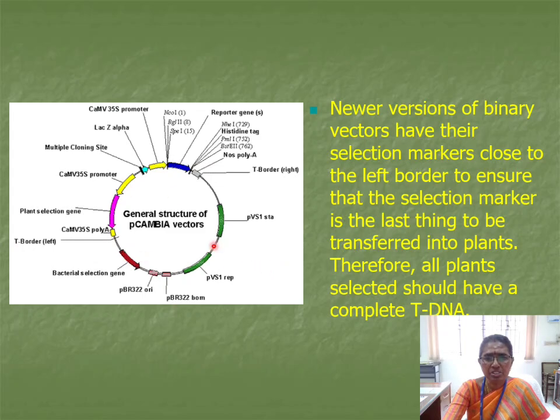And in these newer versions of binary vectors, namely the pCAMBIA vectors, the plant selection marker is very close to the left border. So that the last thing to be transferred into the plant cells is the plant selectable marker. So all plants selected for this particular selectable marker should have a complete T-DNA region with our gene of interest.